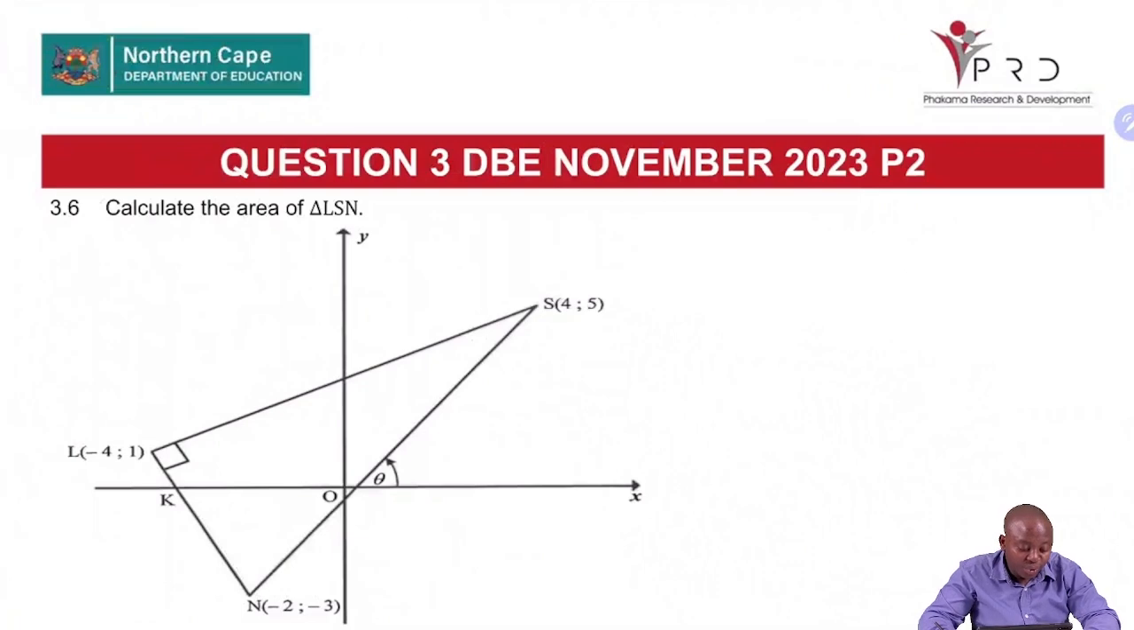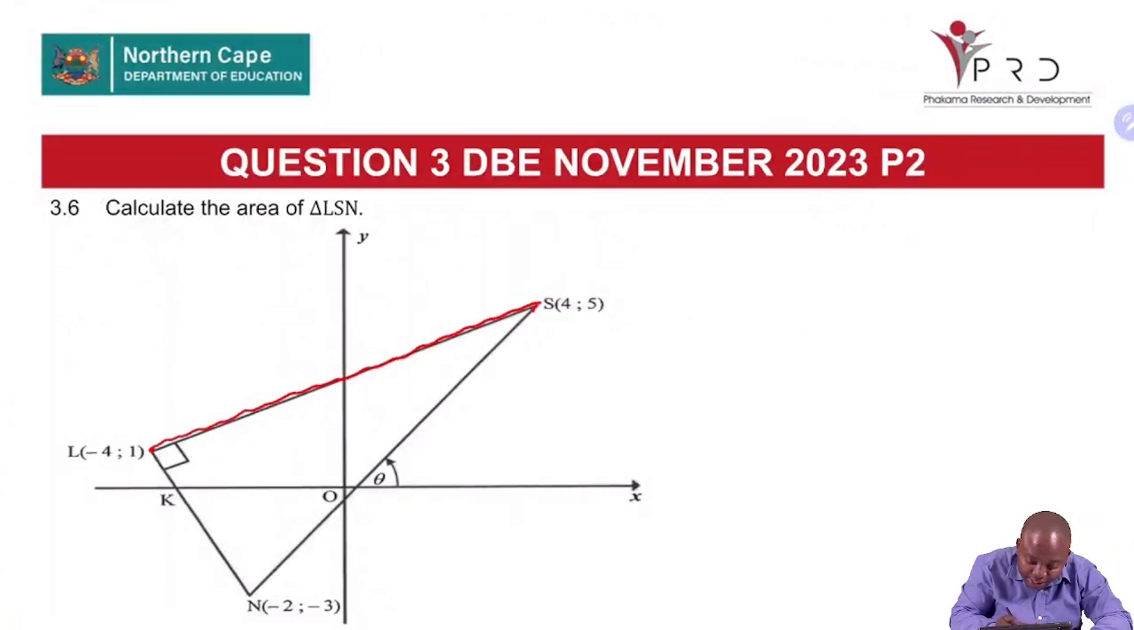Now, look at this one. Question 3.6. It says to us, calculate the area of triangle LSN. Where is that triangle? Start from L, S, N. So we need the area of that triangle.